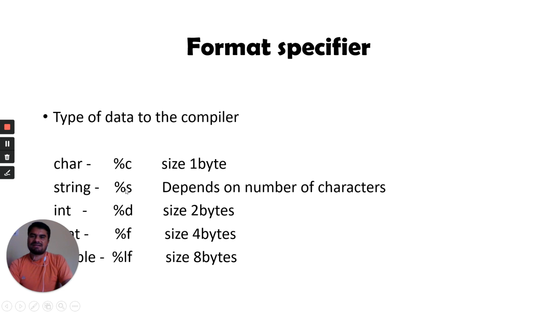Each char size, we know, is 1 byte. And string, how can it understand? By percentage s. This is called a format specifier. Size depends on the number of characters. Int, percentage d. So when I say percentage d, the compiler can understand I'm going to input integer values into the memory as a user. Size will be 2 bytes, already we have discussed. Float, percentage f, size 4 bytes. Double, percentage lf, long floating point number, size 8 bytes. So this is how the compiler can understand which type of data we are going to input or store in the memory. Because of that, we call this a format specifier.